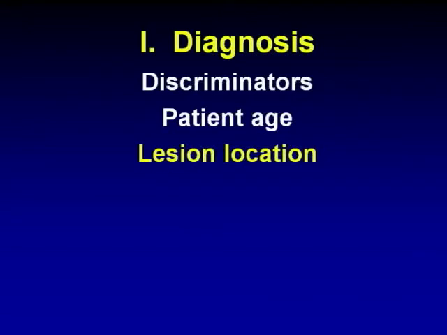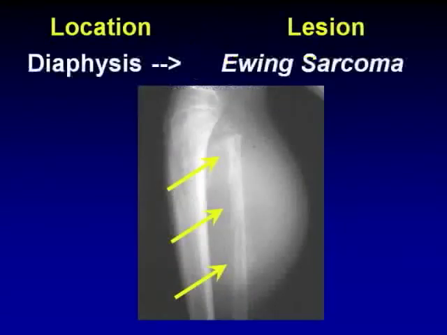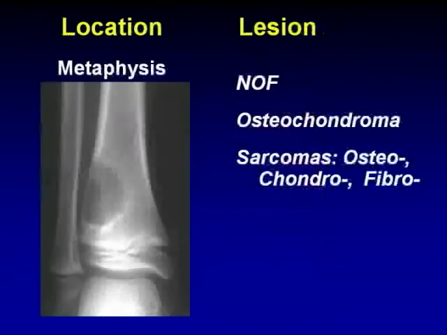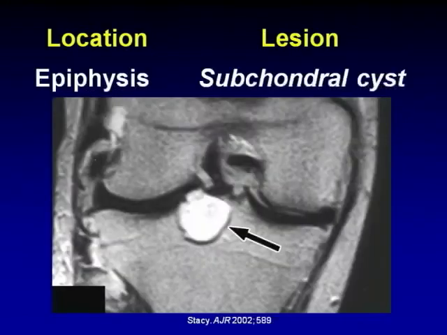Lesion location. Location, location, location. Key. So, for example, if we see an aggressive lesion in the diaphysis of a long bone in a young patient, Ewing sarcoma is a prime consideration. The list gets pretty long, however, in the metaphysis. Non-ossifying fibroma, osteochondromas, various sarcomas all occur in the metaphysis. This is an active area of bone, particularly in young patients. The epiphysis is an area where the differential diagnosis gets shorter again.